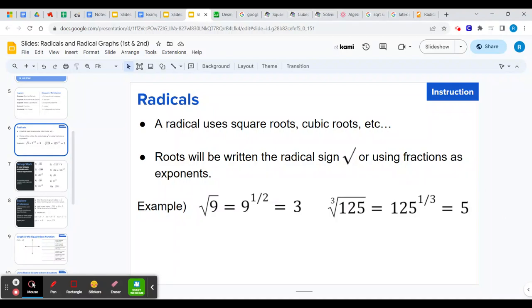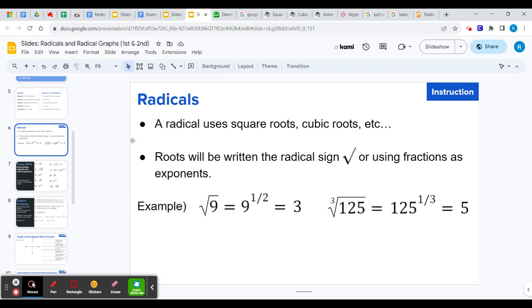So today's work, we are moving on to radical functions. We've covered absolute functions. Now we're moving on to radicals. It's going to be very similar to Friday's class where we're going to learn about them, learn about their graphs, and then use those graphs to help us solve equations.